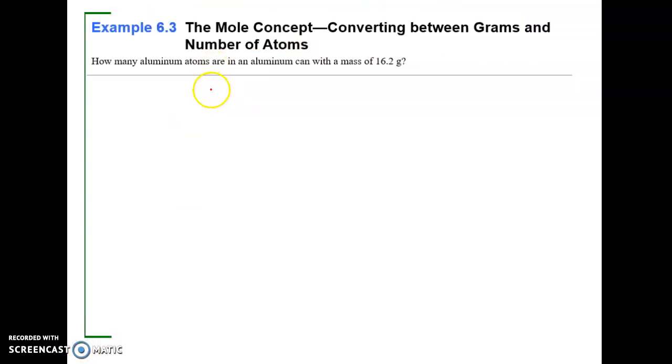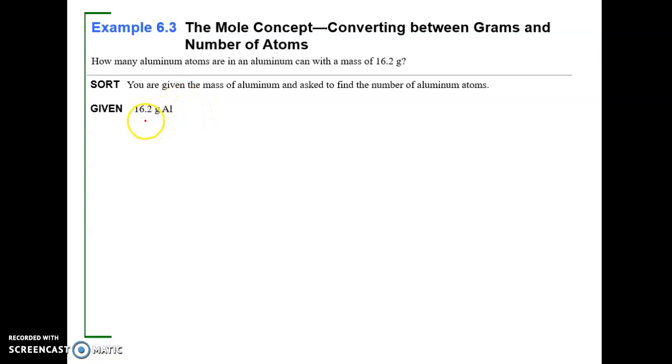All right, so we're going to try this next problem. And it says, how many aluminum atoms are in an aluminum can with a mass of 12.2 grams? All right, so I can tell that we have 12.2 grams. That's starting with what we're given. If we use the molar mass of aluminum, we can convert from grams of aluminum into moles of aluminum. And then once we're in moles of aluminum, we can determine how many atoms are in aluminum using Avogadro's number. All right, let's get started.